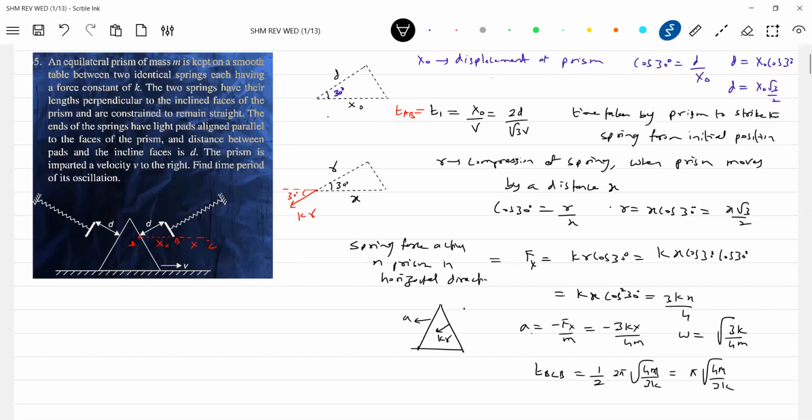Okay, what is the total time period? What is the total time taken? Rather than this one, let me write T naught. What should be the T naught? Shall I say 4 times of TAB plus 2 times of TBC? So I'll put it on this side also. We can assume like this.